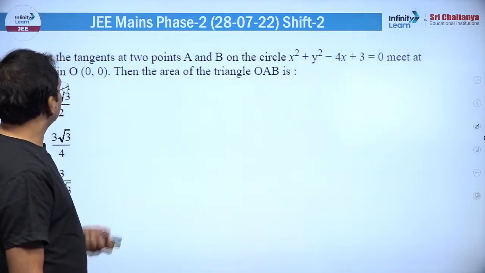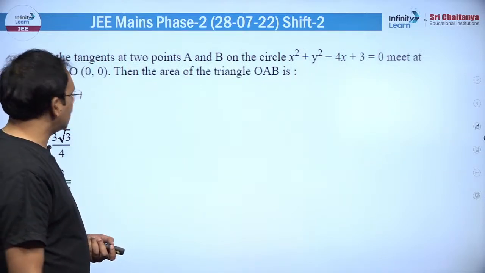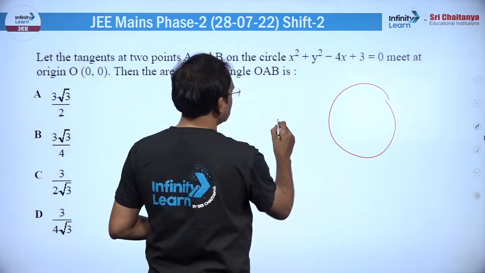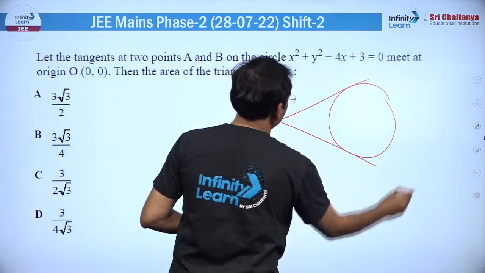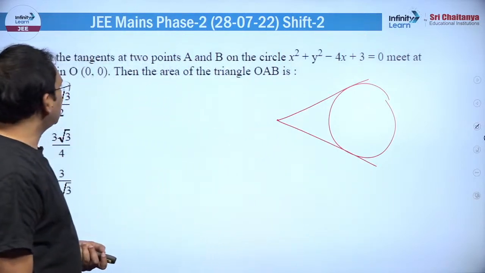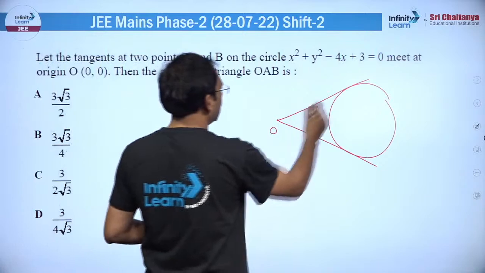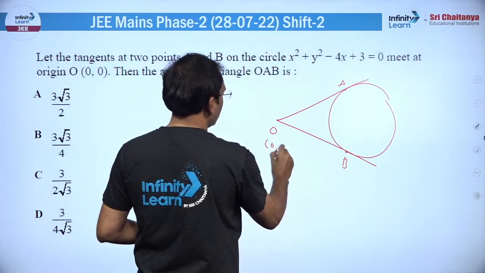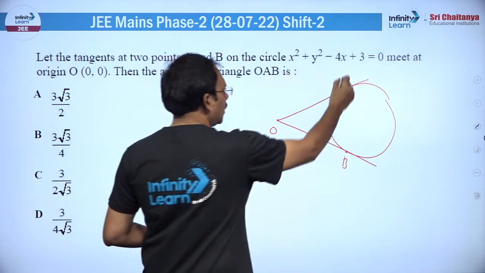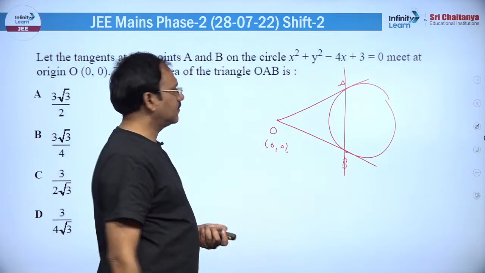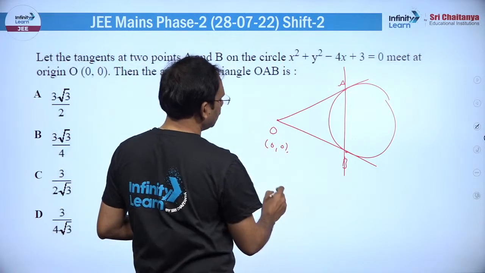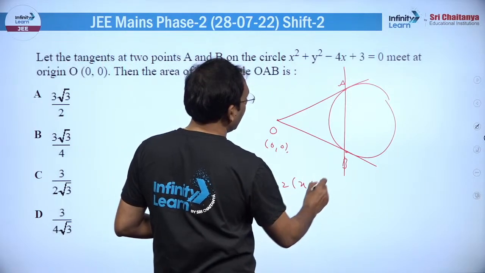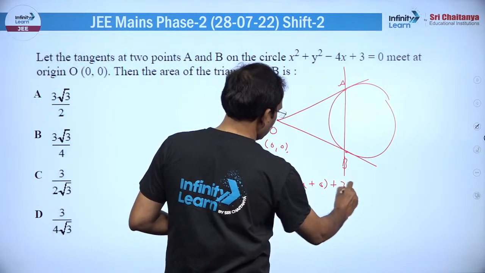Next, my dear friends, the tangents at 2 points A, B to the circle meet at origin. Here is a circle, my dear friends. From origin, of course, two tangents are drawn if you think in a reverse direction, and then the area of the triangle OAB. This is AB, my dear friends, points of contact. Since you know this point 0, 0, circle is known, you can find the chord of contact. S1 is equal to 0, so x into 0 plus y into 0 minus 2 into x plus x1 plus 3 is equal to 0.